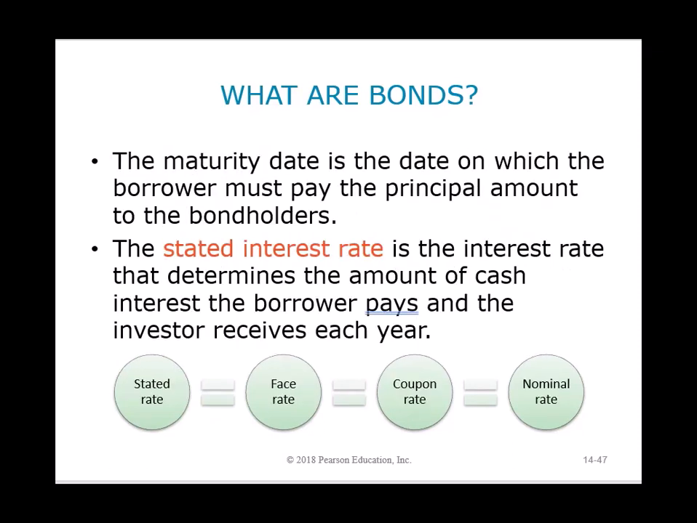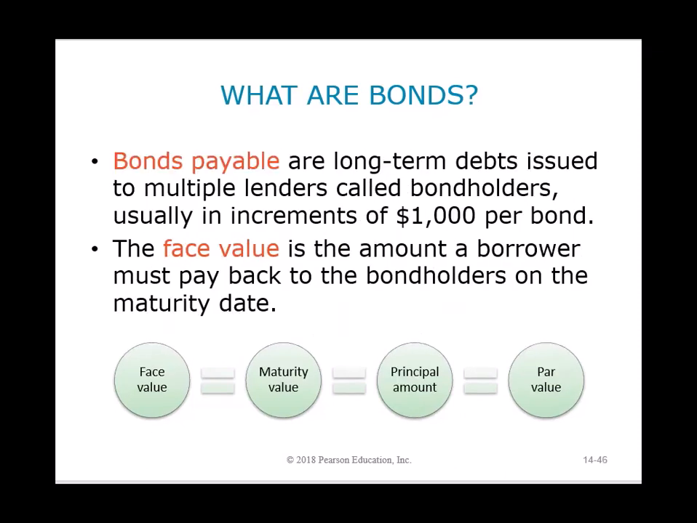Now before we get in too deep, we've got to recognize some basic terms associated with bonds payable. And I'm going to go back to the previous slide for just a second because I do want to grab this. Face value is simply the amount of the bond. It is the amount that the borrower has to pay back on the maturity date. It's always the stated amount of the bond. So if it's a $1,000 bond, face value is $1,000, okay?